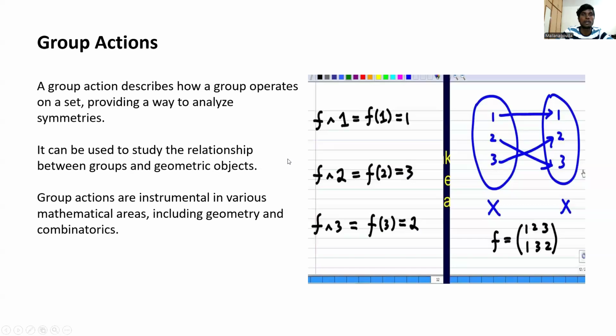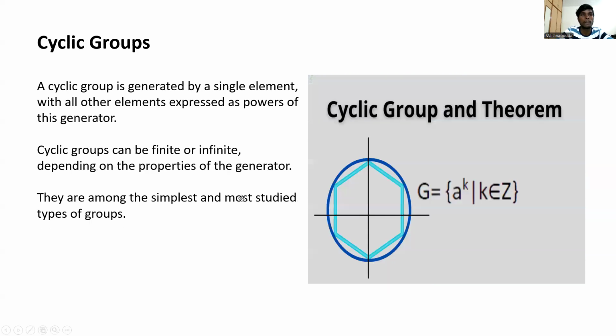Group actions. A group action describes how a group operates on a set, providing a way to analyze symmetries. It can be used to study the relationship between groups and geometric objects. Group actions are instrumental in various mathematical areas, including geometry and combinatorics.